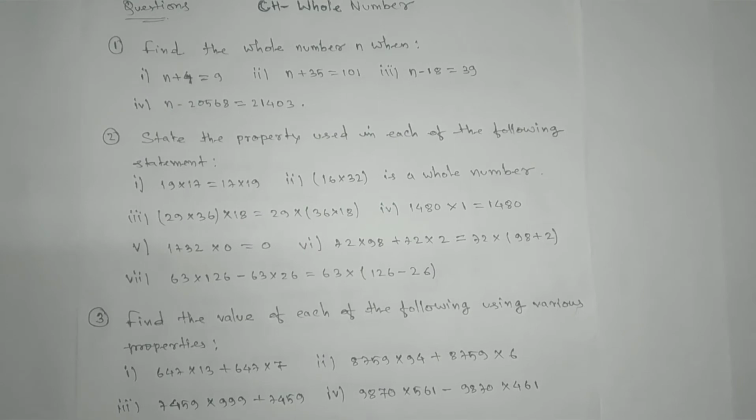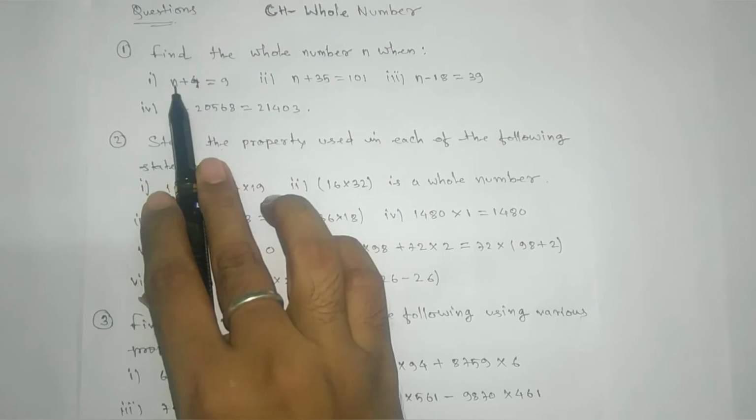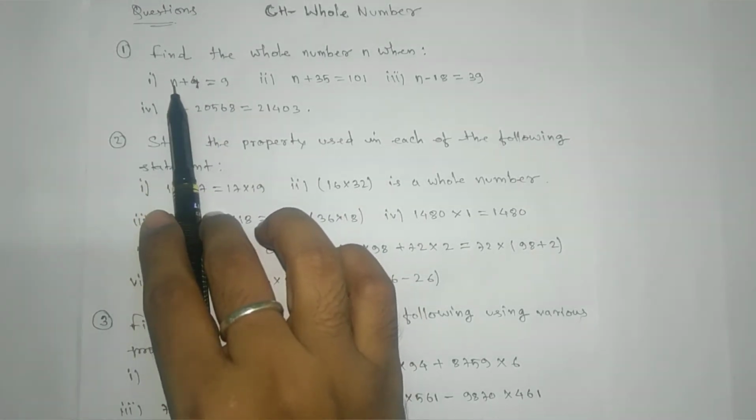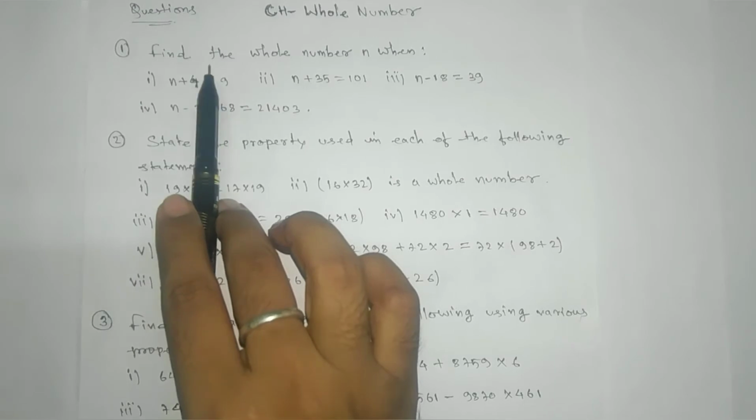Namaste student. Here we're going to see some problems related to the whole numbers chapter, class 6. First one, find the whole number n when n plus 4 equals 9. That means you need to find the value of n for which, if we take these two numbers, you will get 9. So how much do you need here? Can you guess? 5. Yes. 5 plus 4 will give you 9.